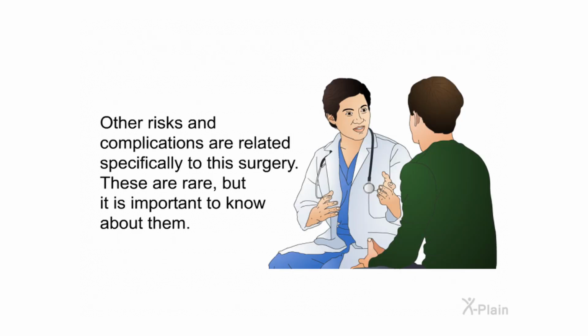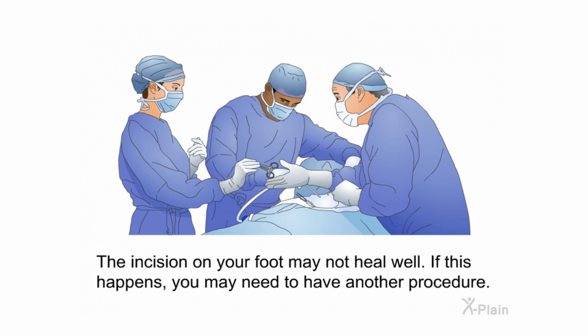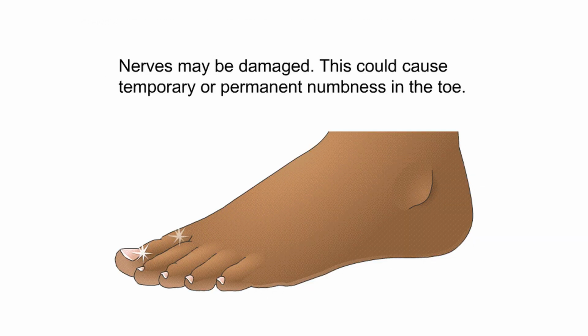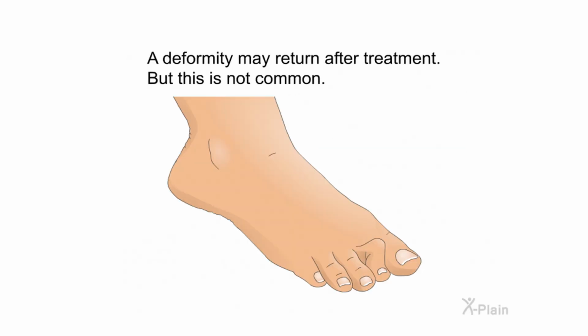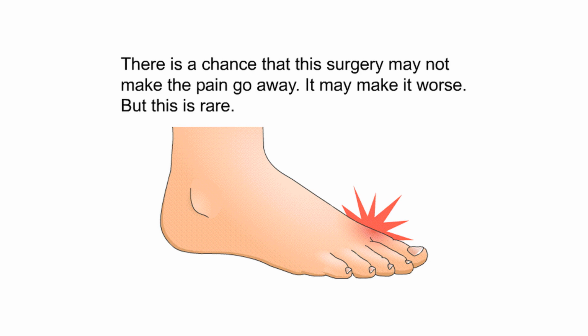Other risks and complications are related specifically to this surgery. These are rare, but it is important to know about them. The incision on your foot may not heal well. If this happens, you may need to have another procedure. Nerves may be damaged. This could cause temporary or permanent numbness in the toe. A deformity may return after treatment, but this is not common. There is a chance that this surgery may not make the pain go away. It may make it worse, but this is rare.